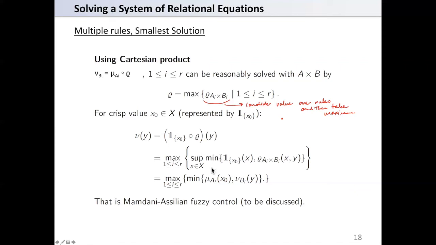Instead of this inside, because this function has value 1 at x0 and it is 0 at other points, this is the minimum of the membership of AI at x0 and the membership of BI at point y, and then we are finding the maximum over each rule. In fact, this is the Mamdani fuzzy control, and we will see the details of the approach in the next lecture.